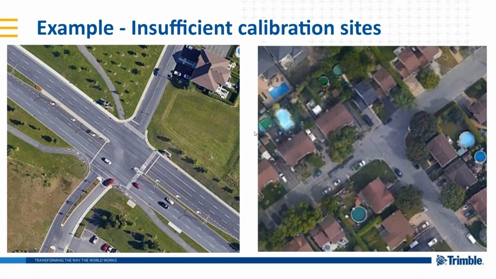So this is an example of insufficient calibration sites. On the left, yes, it's a crossing. It's not too much vegetation, but what we are missing here is buildings. There's only one building in this area, and it's not enough for calibration. On the right side, we have a lot of buildings, but this is not a real crossing. It's a T intersection. Also, there's a bit too much vegetation in this area.